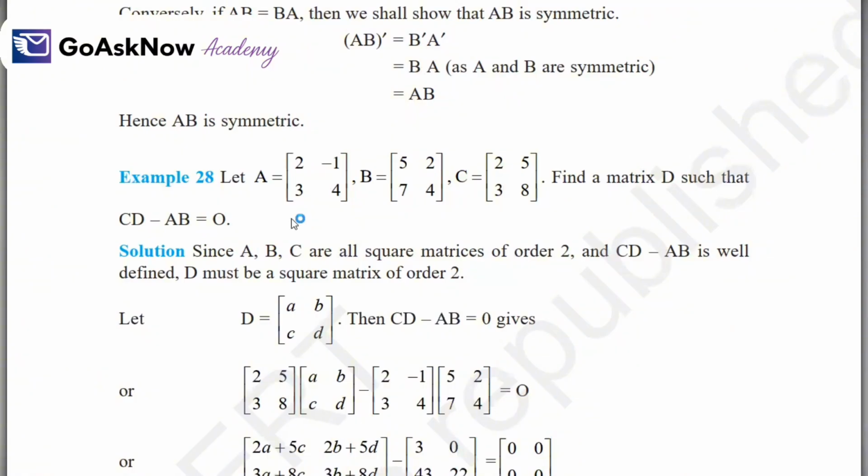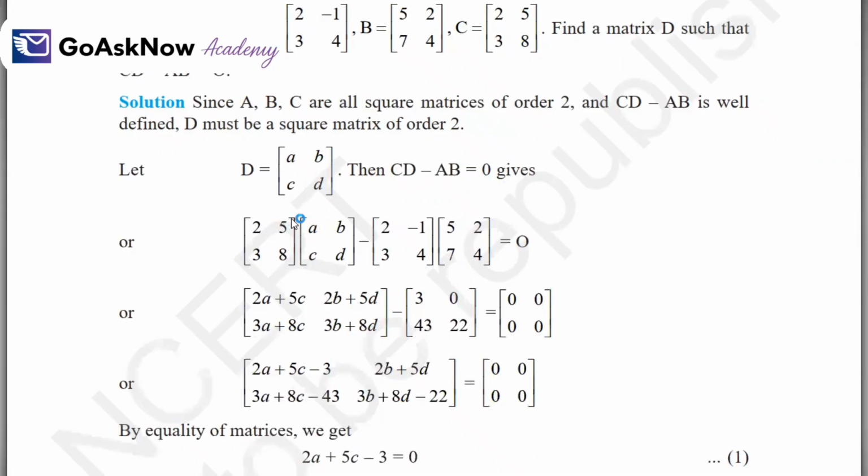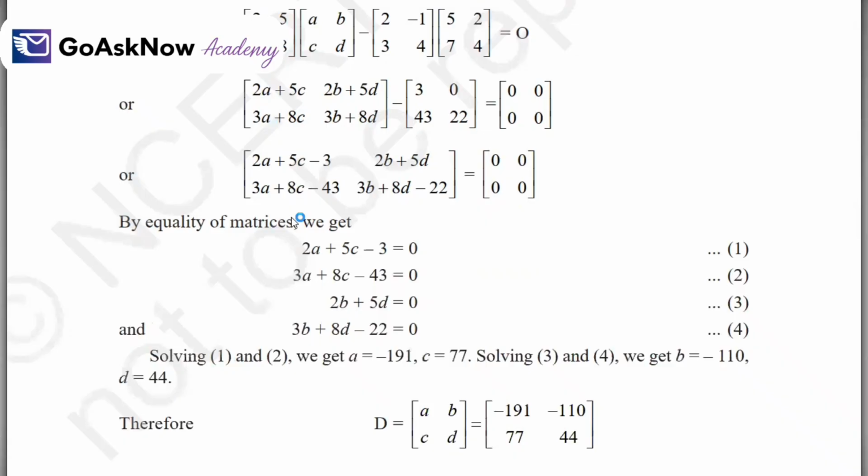When CD minus AB is equal to the null matrix, we have [2, 5; 3, 8] into [a, b; c, d] minus [2, -1; 3, 4] into [5, 2; 7, 4] equal to 0. Now after doing the matrix multiplication on both sides and taking the difference, just equate the left hand side elements to the right hand side 0, 0, 0. You will get 2a plus 5c minus 3 is equal to 0, then 3a plus 8c minus 43 is equal to 0, 2b plus 5d is equal to 0, and 3b plus 8d minus 22 equal to 0.